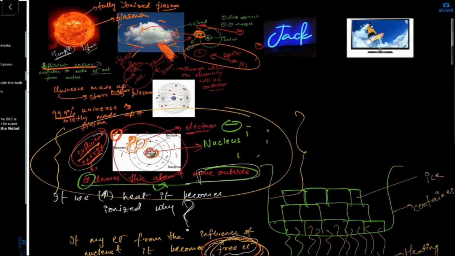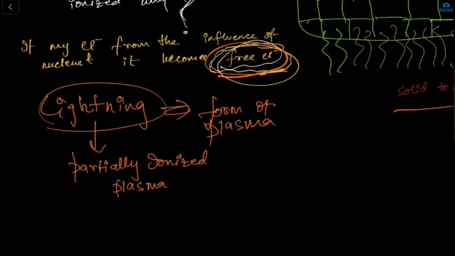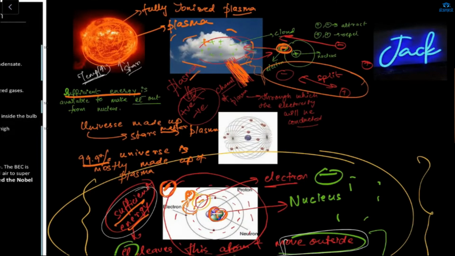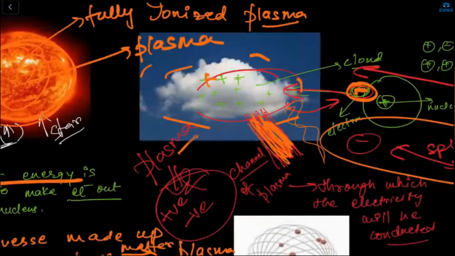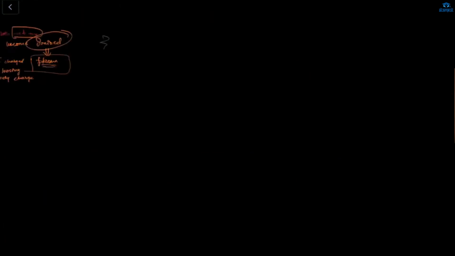Okay. So let's talk about partially ionized and fully ionized plasma. Lightning is known as partially ionized plasma, the partial one, and inside my star or inside my solar system, there is fully ionized plasma. Now let's talk about the partially ionized and fully ionized plasma.